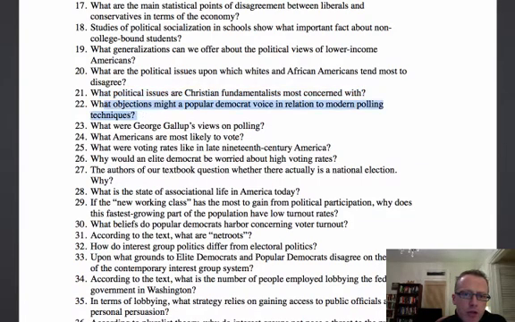What objections might a popular Democrat voice in relation to modern polling techniques? Well, without giving you the answer, a popular Democrat is concerned with enabling the people and making sure that they have an adequate opportunity to express their views, but also to deliberate amongst themselves. We go back to John Dewey here, the chance to talk among themselves and discuss their mutually shared problems.